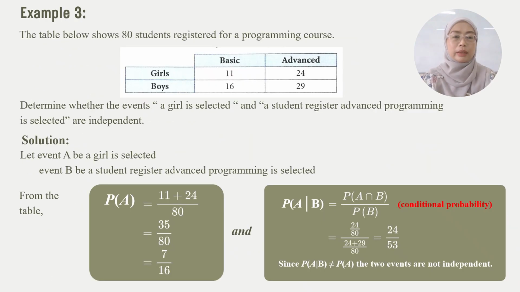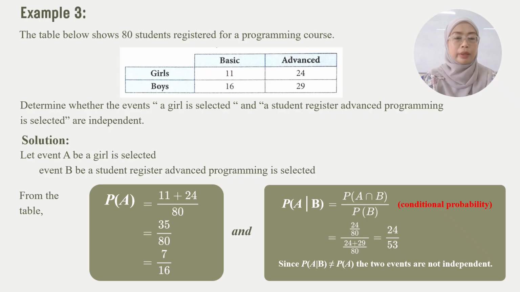Now let's look at the last example. The table below shows 80 students registered for a programming course. Determine whether the events a girl is selected and a student registered for advanced programming is selected are independent. First of all, you must state what event A and event B are. Let event A be a girl is selected and event B be a student registered for advanced programming is selected.